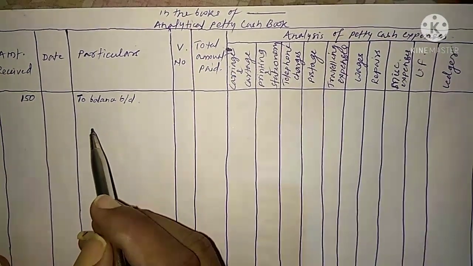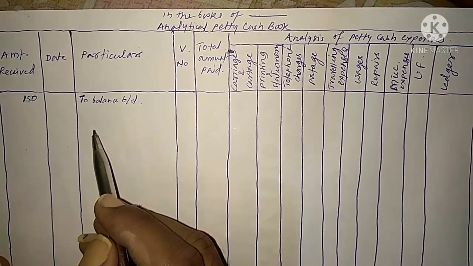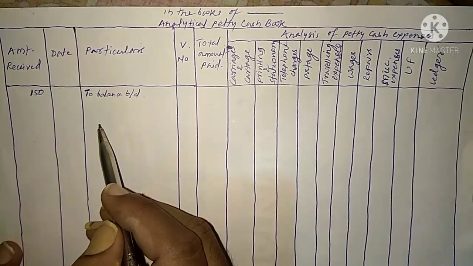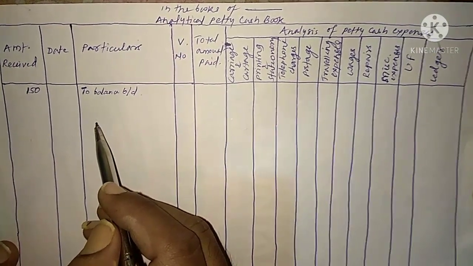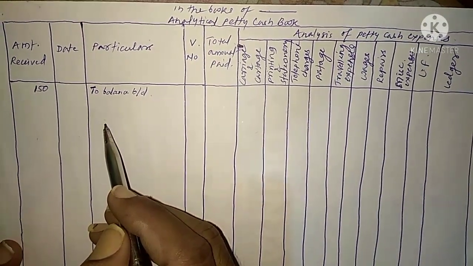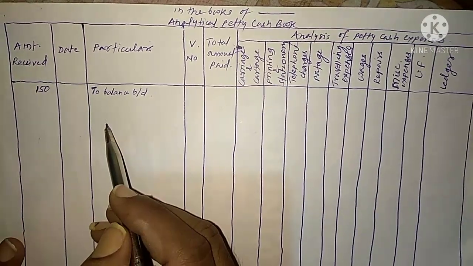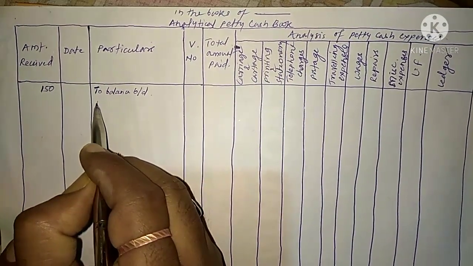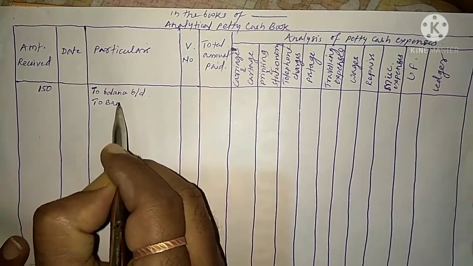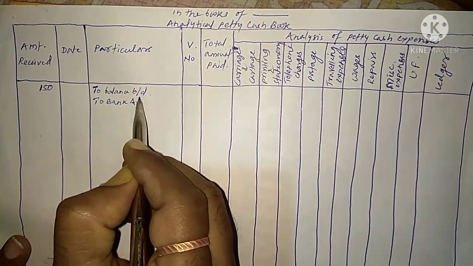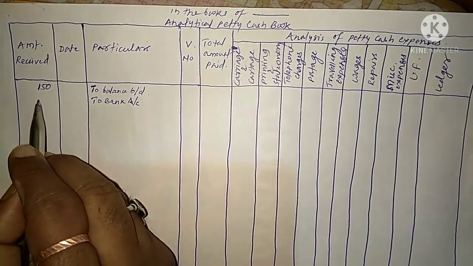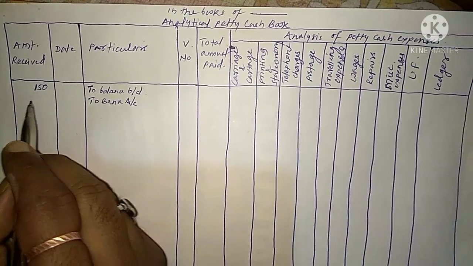Then the transaction on 1st August, again the check received from chief cashier, that is 1850. So this transaction is the receipt transaction, and the amount is received by petty cashier through check. So in particular we have to write to bank account because the transaction is being made by the check, and therefore we have to write here bank account. And the amount again we have to show in the amount received column, that is 1850.